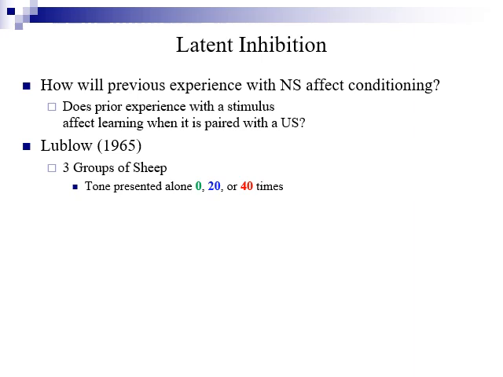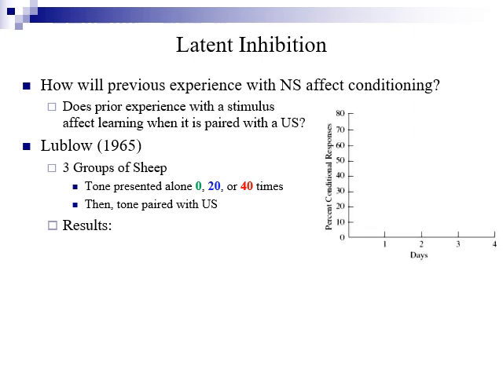The second group of sheep heard the tone 20 times, so during their day they're just hanging out, and this tone turns on and turns off. Nothing in particular happens. And the third group had that 40 times, that they heard the tone turn on, turn off, and nothing in particular happens. Then the tone was paired with shock for all of them. Right? And what we're looking at then is the strength of the conditioned response after the pairings began.